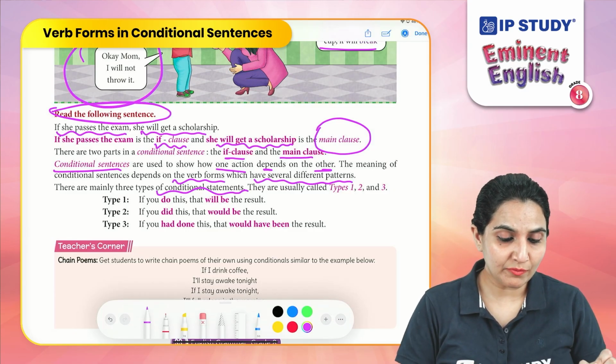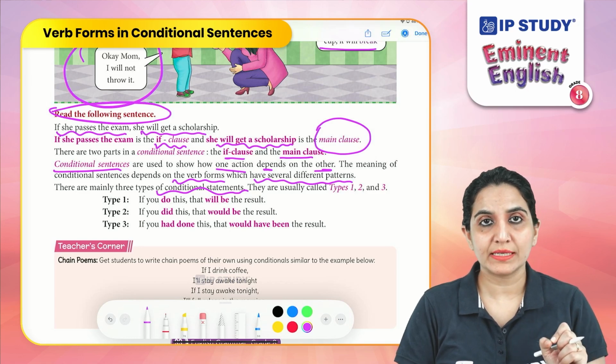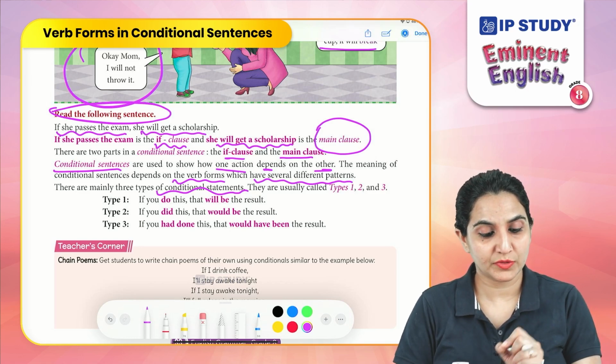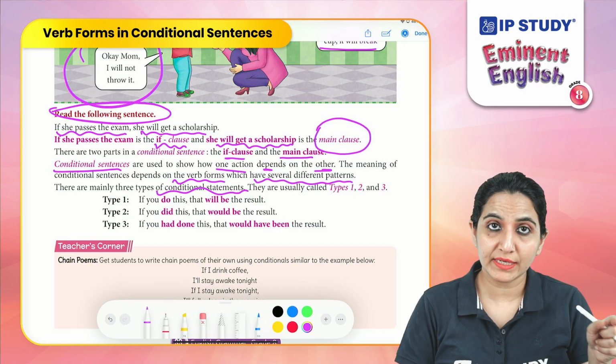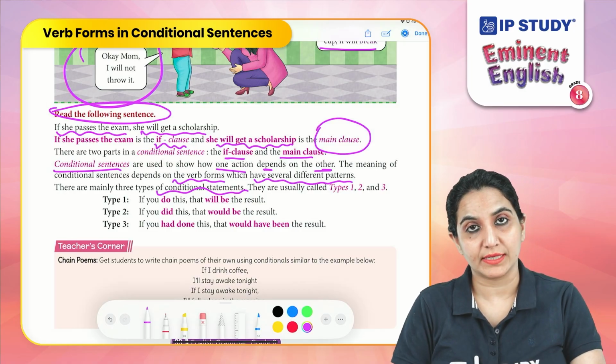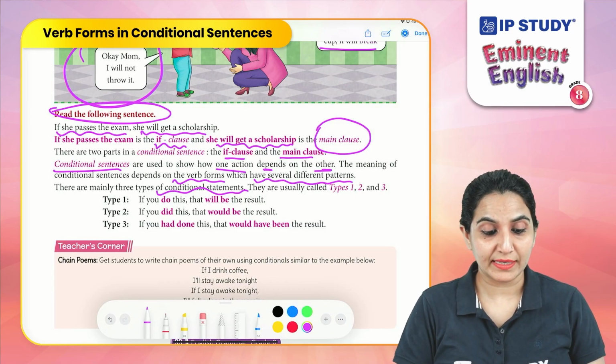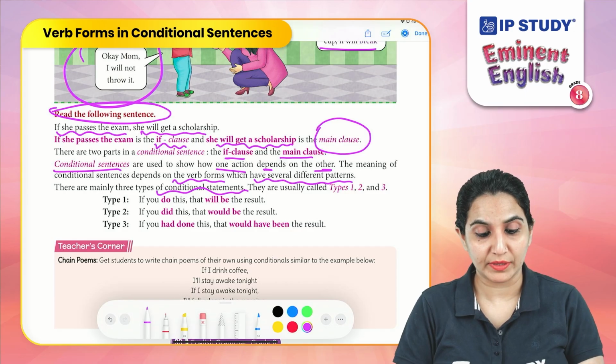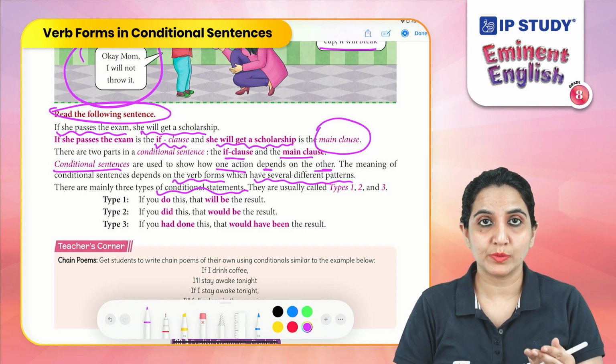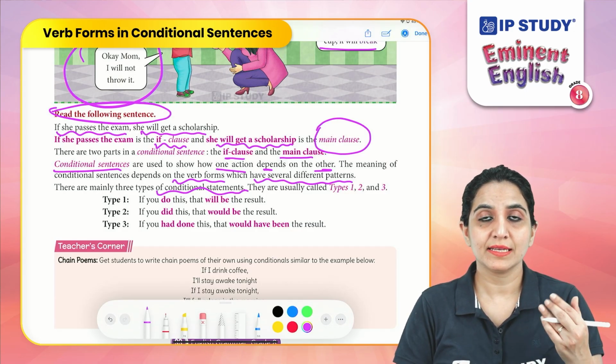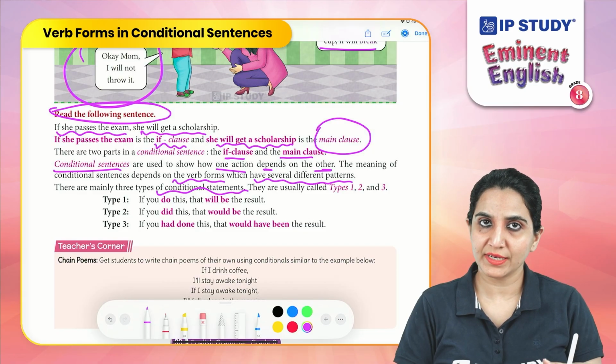So type 1 is mainly if you do this, that will be the result. Type 2 is mainly if you did this, that would be the result. Type 3 is mainly if you had done this, that would have been the result. This is in simple present tense, simple past tense and the past perfect tense.